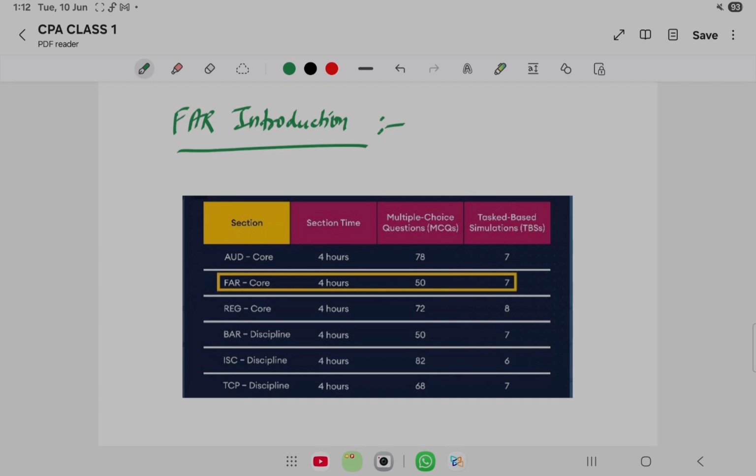So basically, FAR is a 4-hour long exam. It will include your MCQs and the TBS. TBS is the task based simulations. So in this class, I am going to introduce you to what FAR is all about, its structure, the types of topics it covers, and how can you approach it strategically.